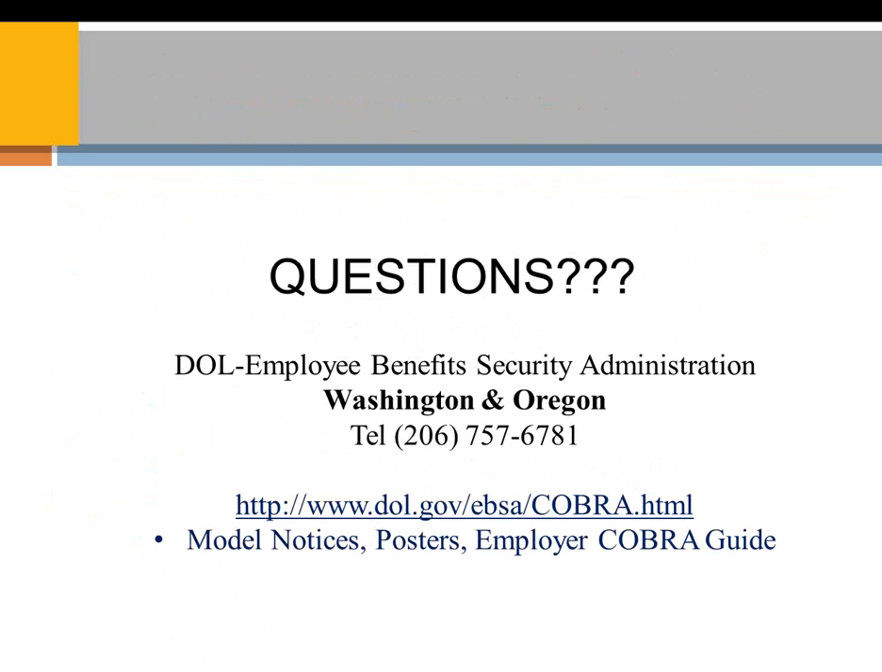Should you have any questions, one of the recommendations we always have is get a hold of the Department of Labor, and specifically the Employee Benefits Security Administration. They are regional, and here is the Washington and the Oregon telephone number. They will respond very quickly. You do not have to stay on hold for very long. There's also a great website, the dol.gov at the EBSA. It provides a whole lot of information. They provide model notices, posters for employers. They also have a great employer COBRA guide.